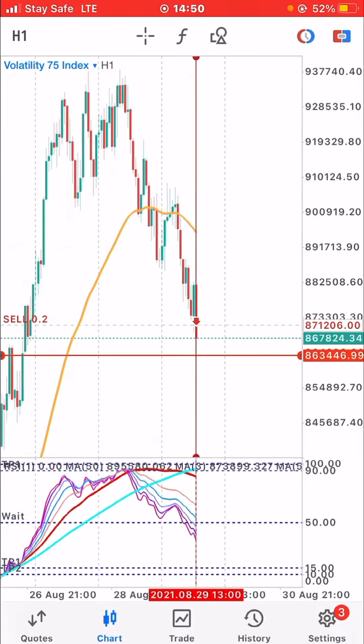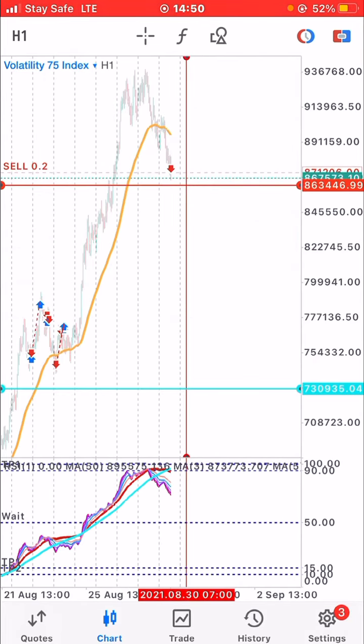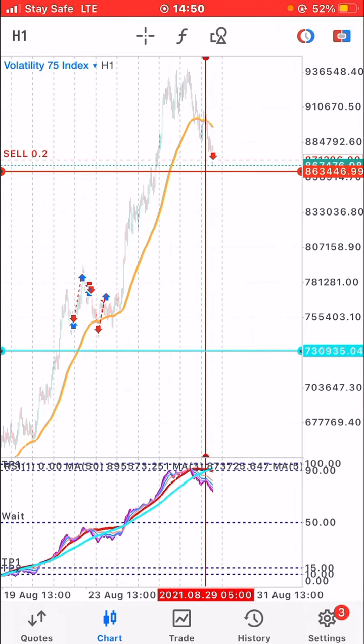You can see, this is the Volatility 75 Index. We have gotten our entry and confirmation from our strategy, and here we go. You can see, let me bring out my pointer. A minute, please. So you can see, this is how we get our confirmation.